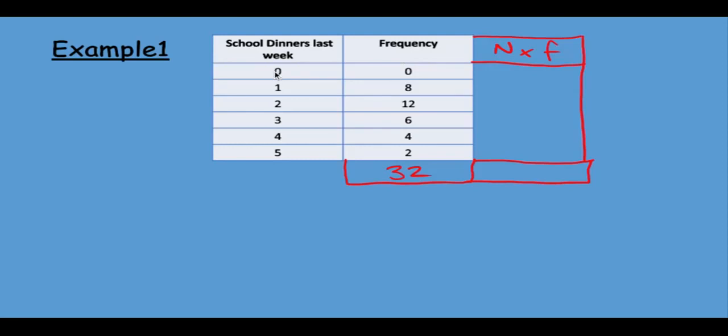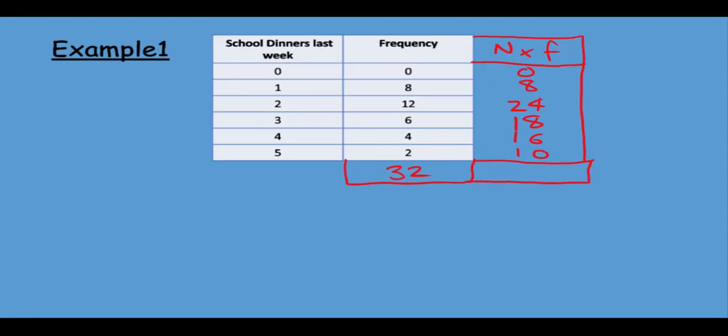So 0 times 0 is obviously 0. So we got 8 people had 1 school dinner last week. So that represents 8 dinners. So 2 times 12, 24. 3 times 6, 18. 4 times 4, 16. And then 5 times 2 is 10. And then we add up this column now.